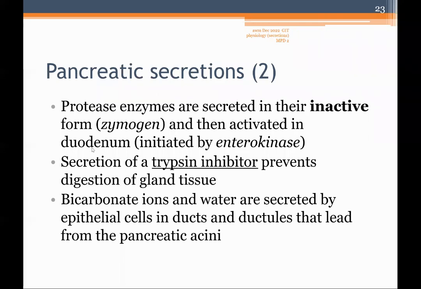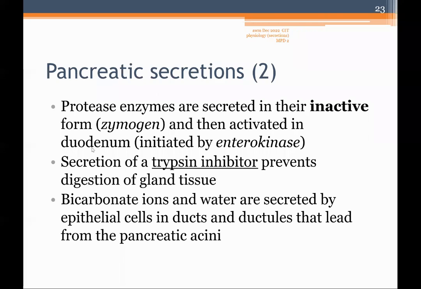Now, when the zymogens are released into the duodenum, into the lumen, they are then activated by an enzyme called enterokinase. So the activation of the enzymes does not take place in the pancreas, it takes place in the lumen.